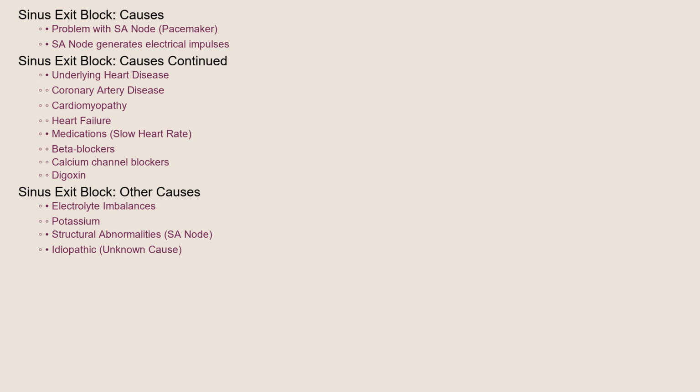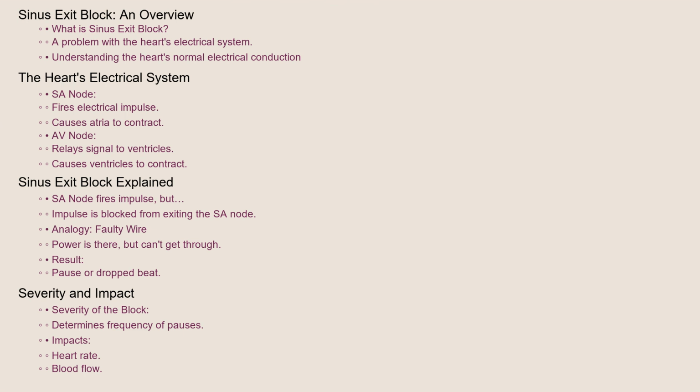So, what exactly causes sinus exit block? In essence, it's a problem with the heart's natural pacemaker, the sinoatrial or SA node. This node generates the electrical impulses that tell your heart to beat. Sinus exit block can occur due to a variety of factors. These include underlying heart disease such as coronary artery disease, cardiomyopathy, or heart failure. Certain medications, particularly those that slow heart rate like beta blockers, calcium channel blockers, and digoxin, can contribute. Electrolyte imbalances, particularly potassium imbalances, and even structural abnormalities in the SA node itself can also be to blame. In some cases, the cause remains unknown, classified as idiopathic.